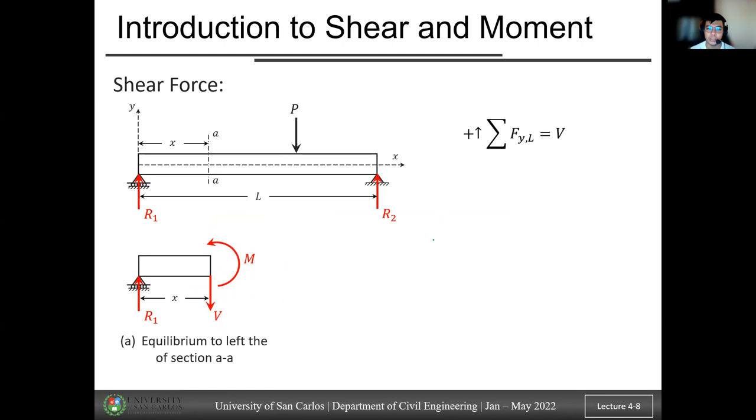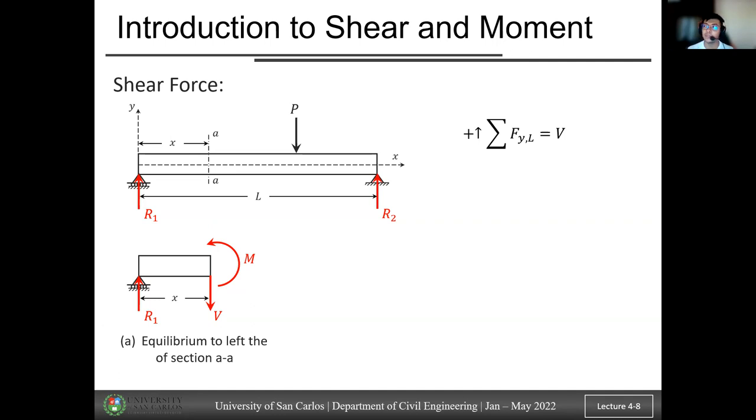So let's start with shear force. Let's say we have cut a certain distance x, and the first thing that we need to do is to establish a shear equation. So shear equation first and then moment equation later. The purpose of creating shear and moment equations is that once we have created those equations, we'll be creating the shear and moment diagram.